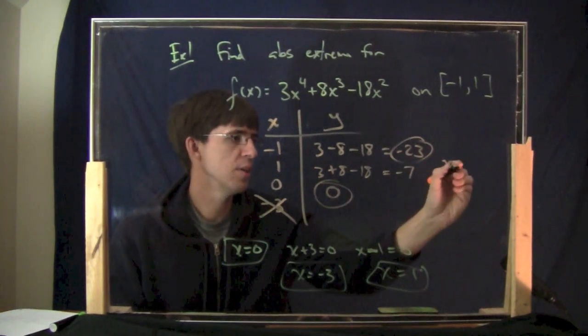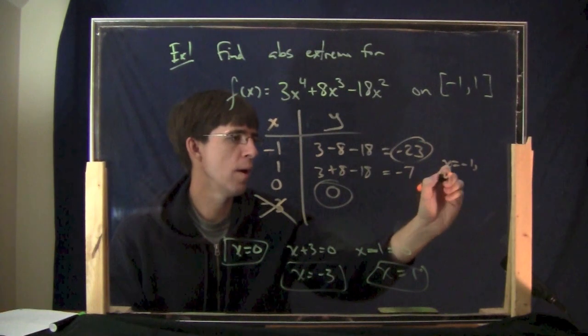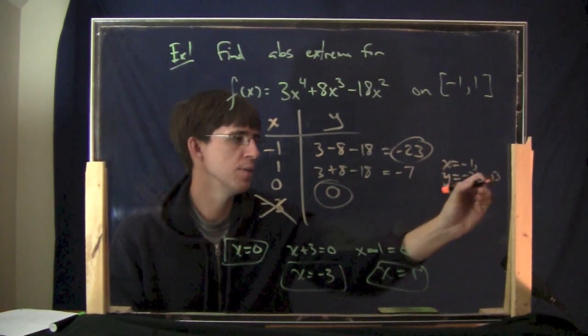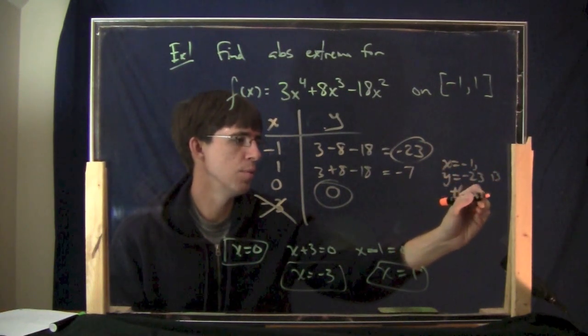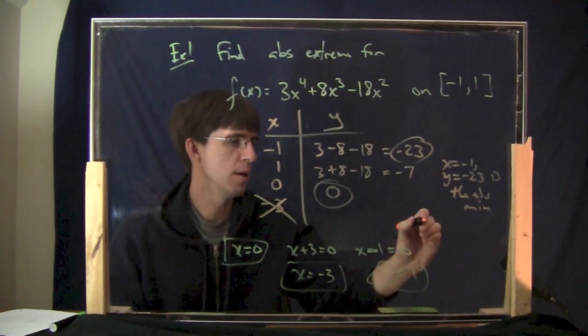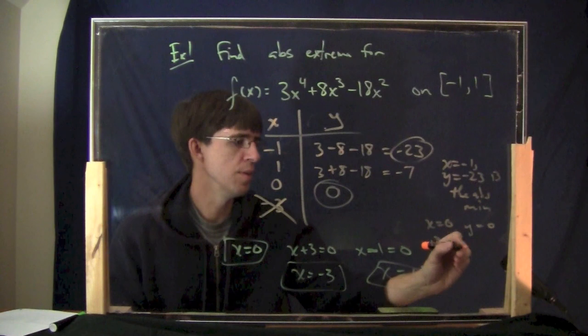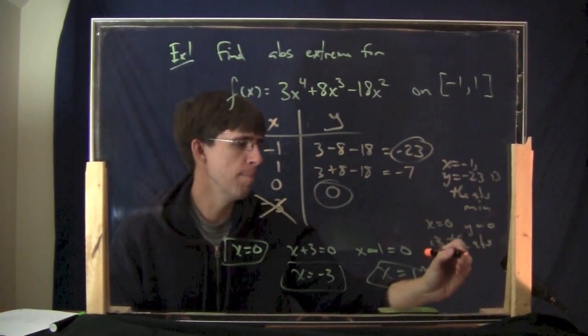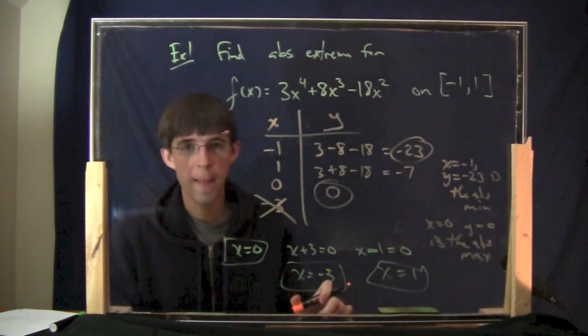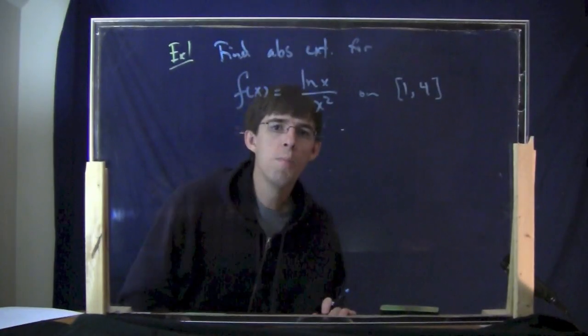So x equals minus 1, y equals minus 23 is the absolute minimum, and x equals 0, y equals 0 is the absolute maximum. That's that. One more of these.